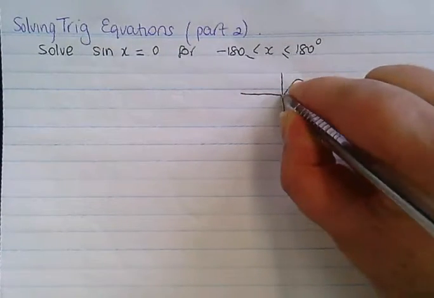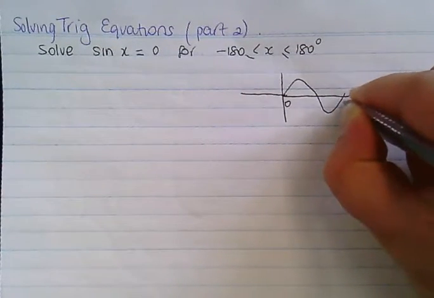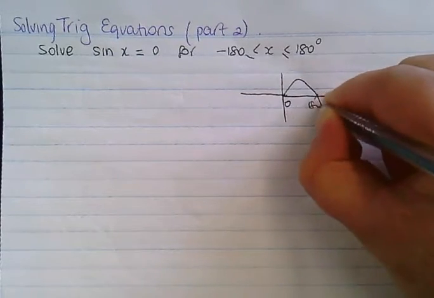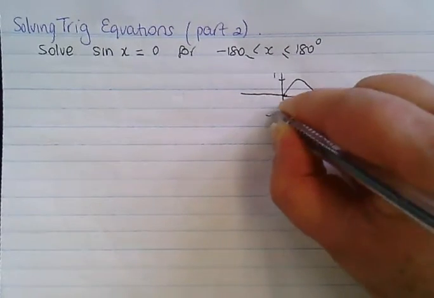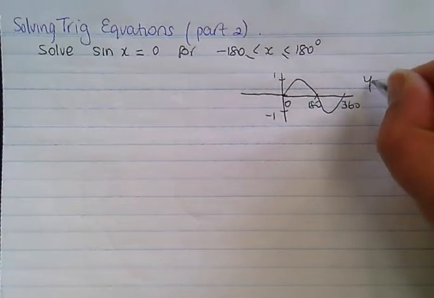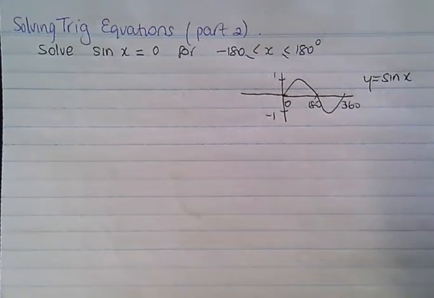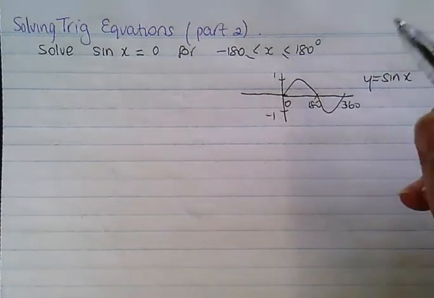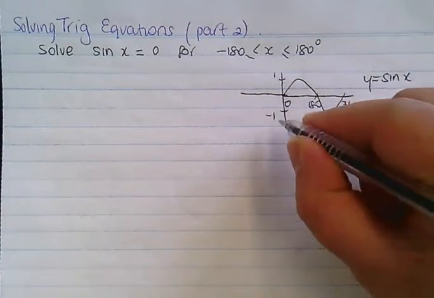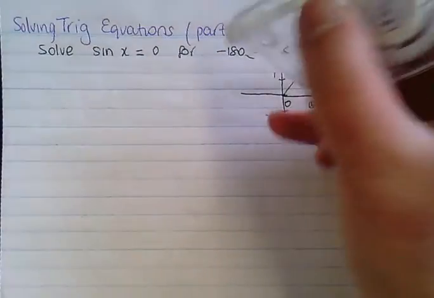So you know how the sine curve starts here and it goes up and down, and that's 360, and this is 180, and this is 1, and this is negative 1. That's the sine curve. But this time I'm asking you not from 0 to 360. So if I did ask you to solve this from 0 to 360, what are your answers? Actually, I'm going to ask you both questions.